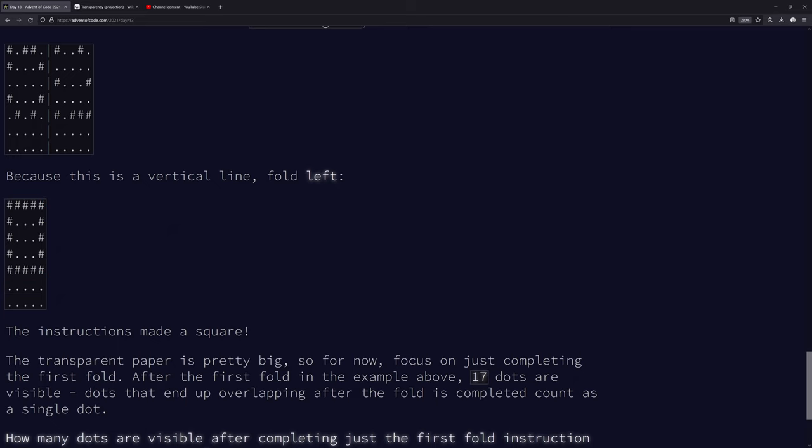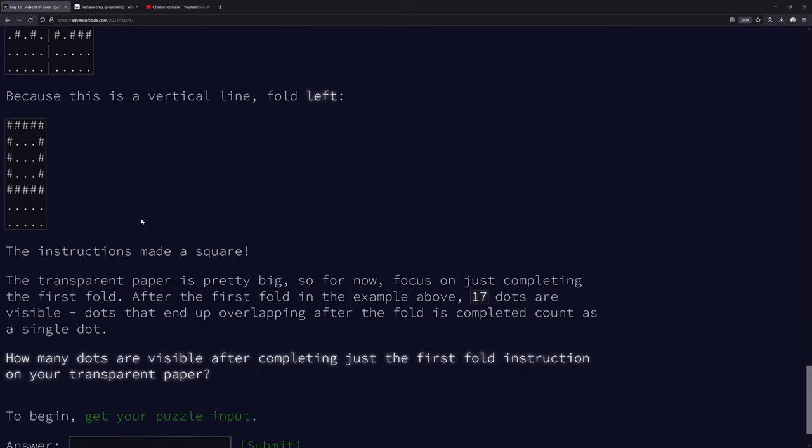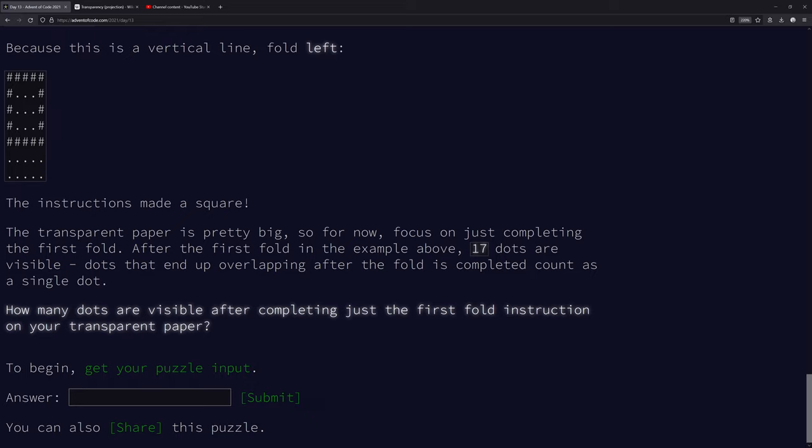Yep, sure enough, they made a square. Transparent paper is pretty big. Focus on just completing the first fold. How many dots are visible after completing just the first fold instruction on your transparent paper?